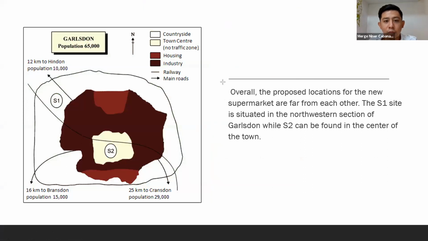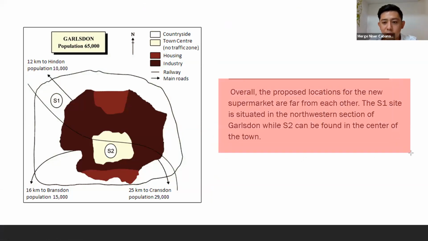Overall, I'm going to use red here. The proposed locations for the new supermarket are far from each other. You guys see that this is S1, the proposed supermarket, and this is S2, the proposed supermarket. They are completely far away from one another.